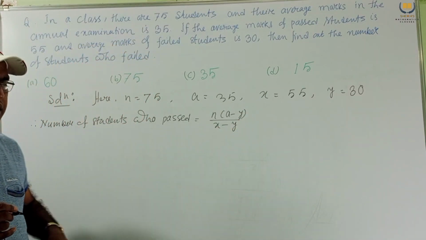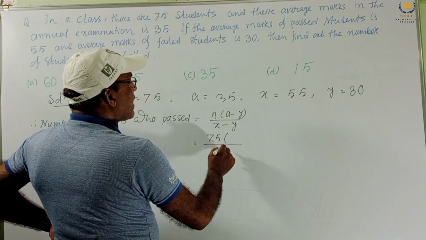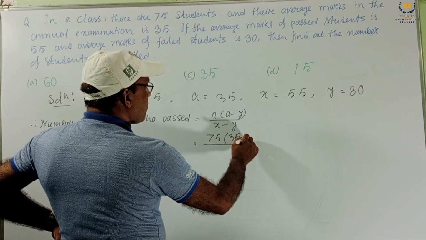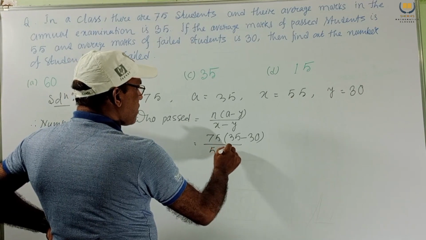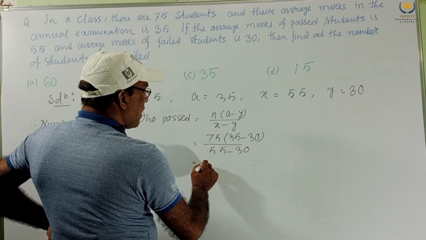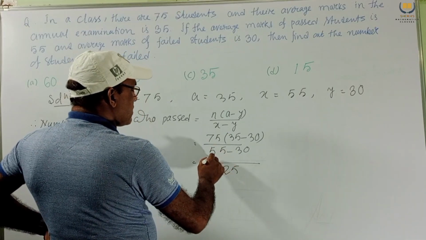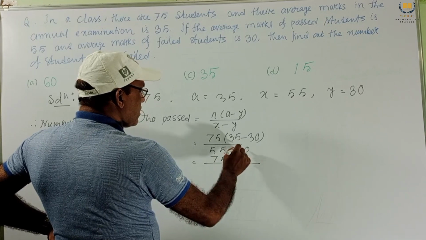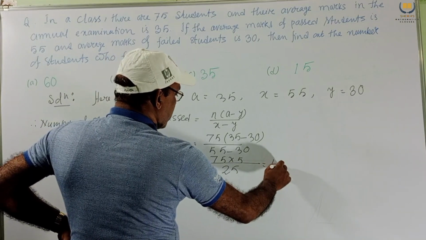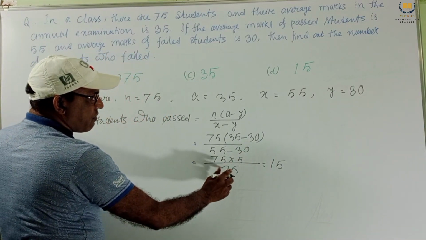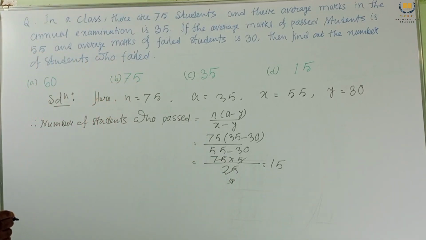This is our formula. Using this formula, n means 75, A means 35, Y means 30 and X means 55, Y means 30. So this is 75 into 5 by 25, 5 fives are 25, this cancels, and we get 15.